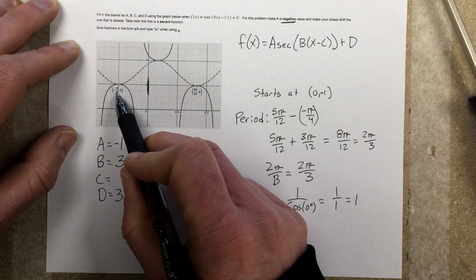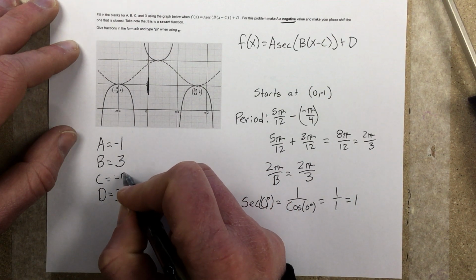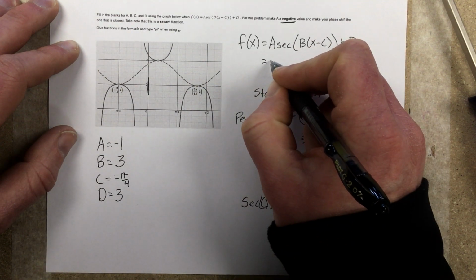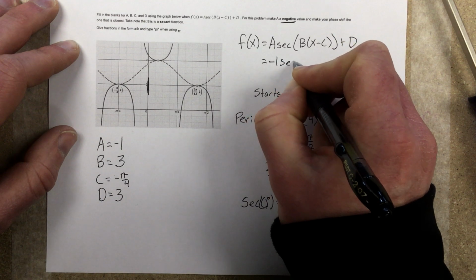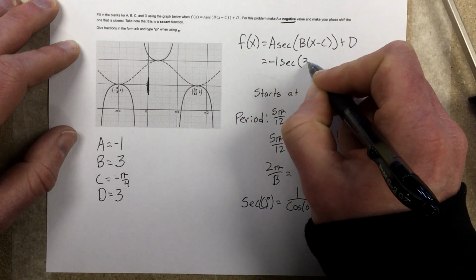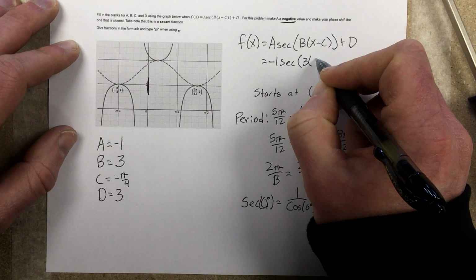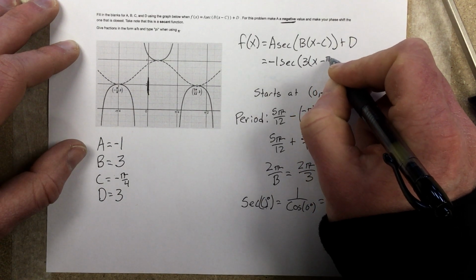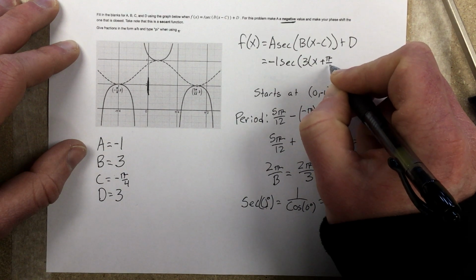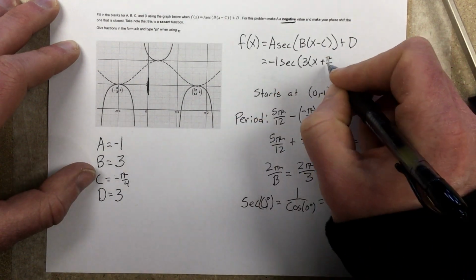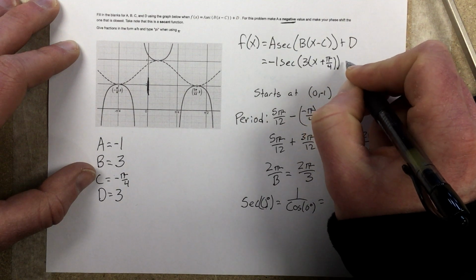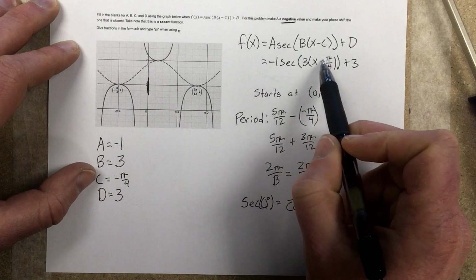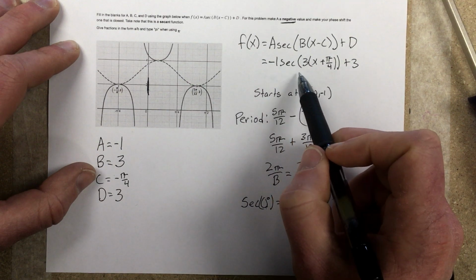So the shift is negative pi over 4, so I'm going to write negative pi over 4 here. Then I can rewrite my function up here as negative 1 secant of 3x minus pi over 4. Actually, it's plus pi over 4 because you're subtracting a negative. So plus pi over 4, and then plus 3. So that's how you go about finding the equation for a secant function.